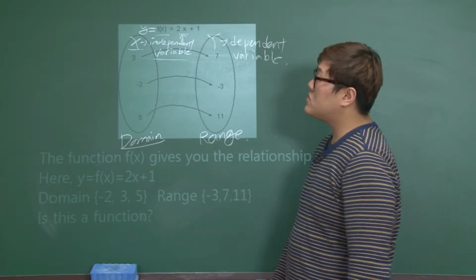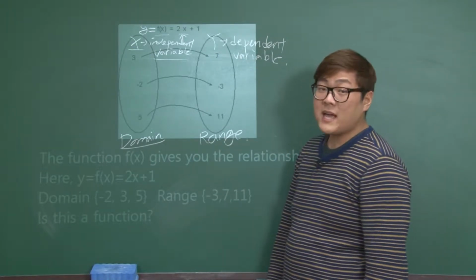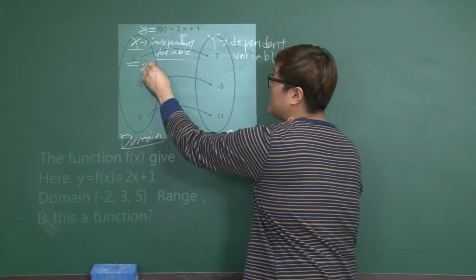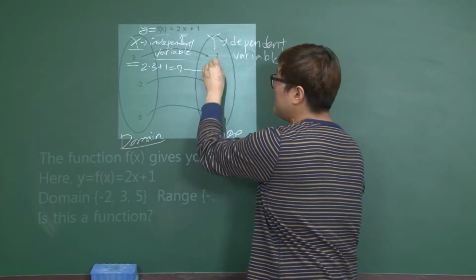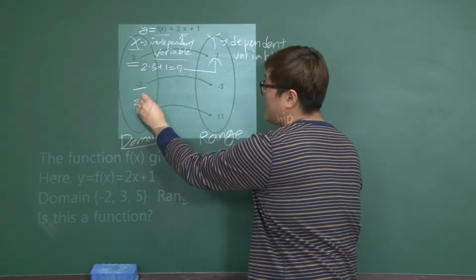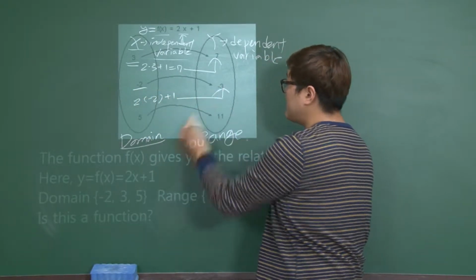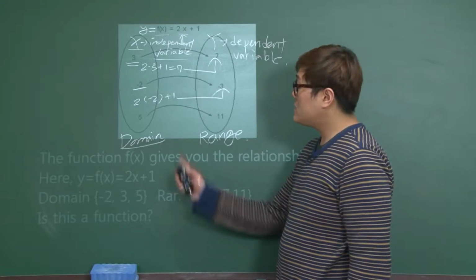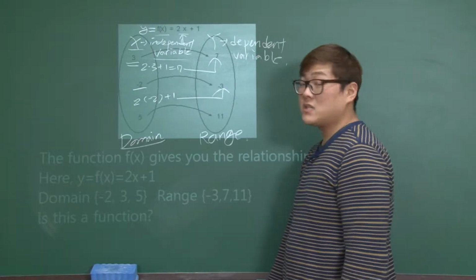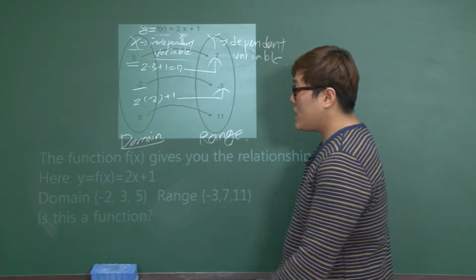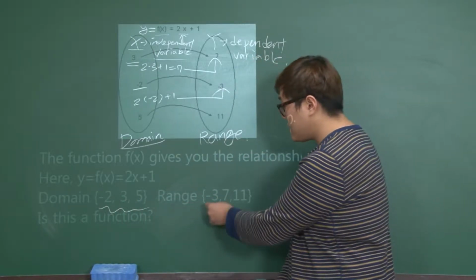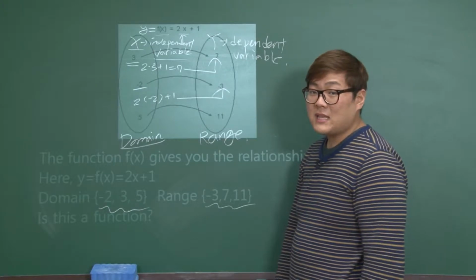So here, y equals 2x plus 1. Also, f of x equals 2x plus 1. So if we plug in 3 into this equation, then we have 7 as a result. With negative 2, 2 times negative 2 plus 1, as a result, we have negative 3. Likewise, we have 11 as a result of plugging in 5 into the given expression. So here, again, the domain is negative 2, 3, 5 as a set, and the range is negative 3, 7, and 11.